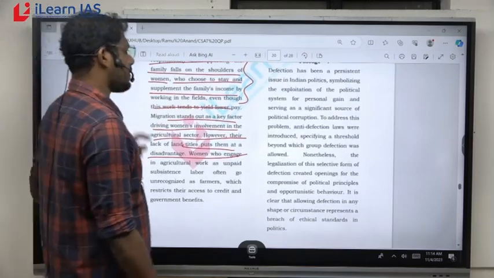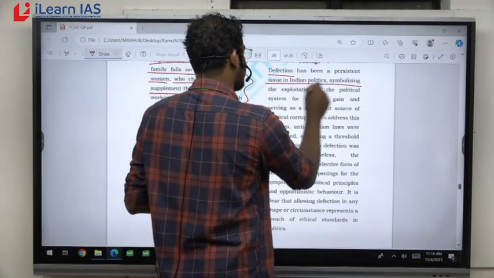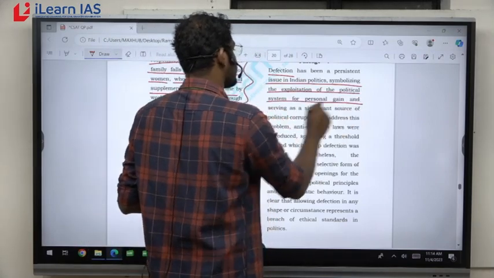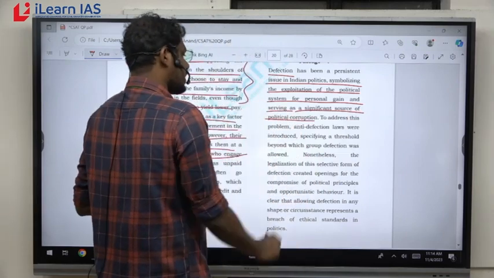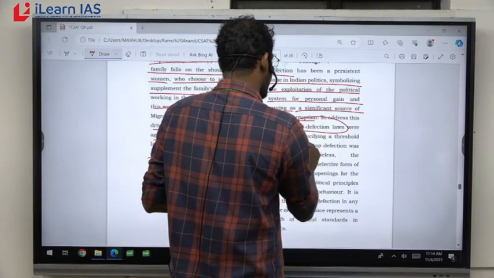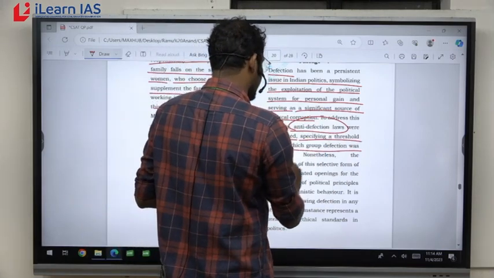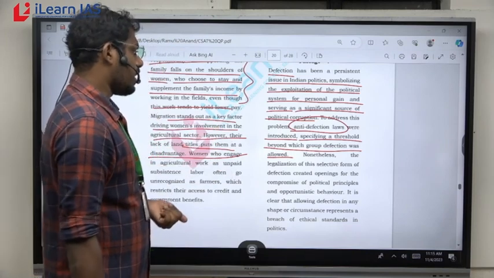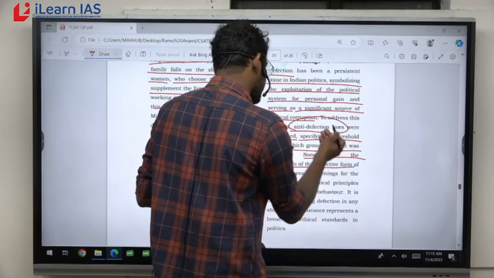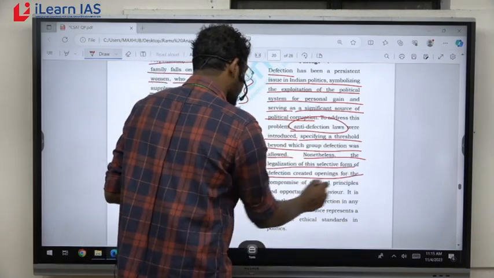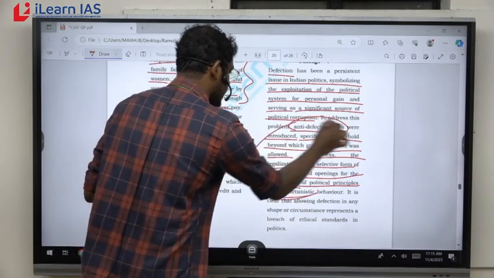Anyway, let's read the passage. The passage is a small one. Defection has been a persistent issue in Indian politics, symbolizing the exploitation of the political system for personal gain and serving as a significant source of political corruption. To address this problem, anti-defection laws were introduced specifying a threshold beyond which a group defection was allowed, which you may have learned in the politics class. Nonetheless, the legalization of this selective form of defection created openings for the compromise of political principles and opportunities. So this has to be focused.